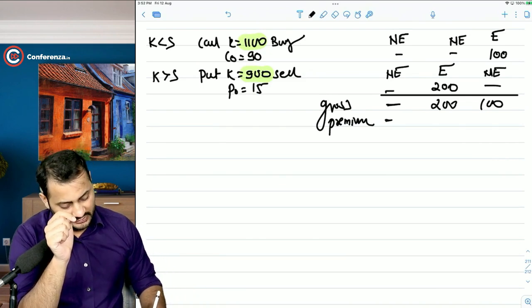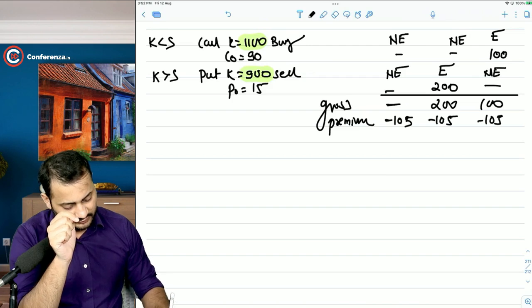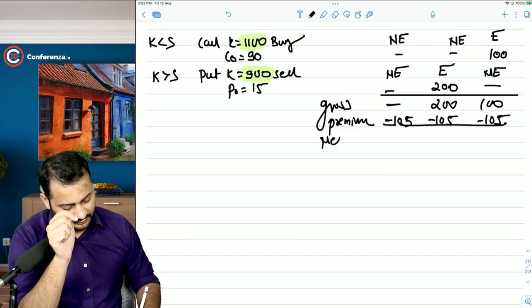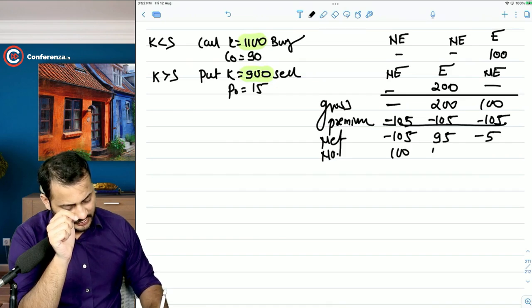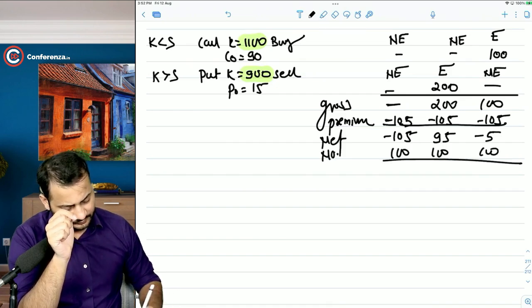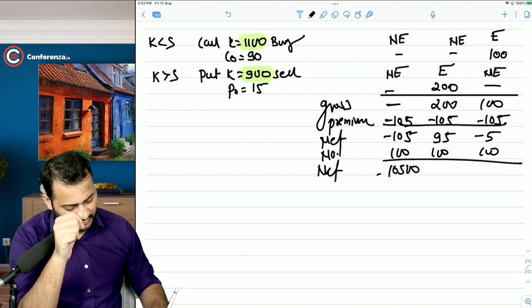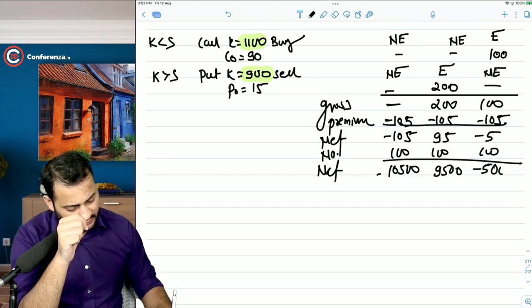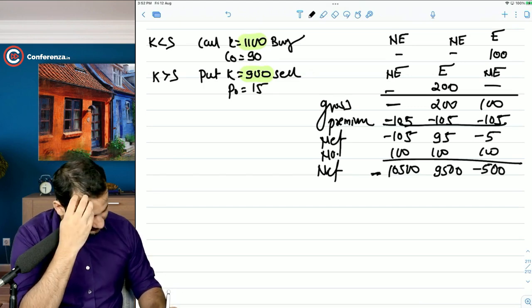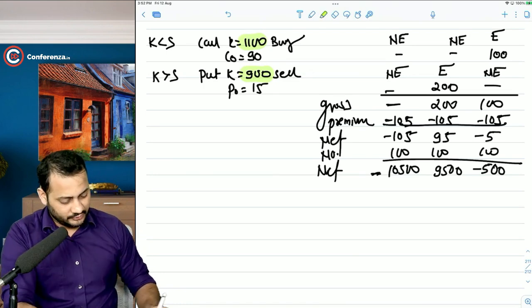We have paid 105 and 105, and this will be the net payoff. Minus 105, 95 and minus 5. Total number of shares 100, 100, 100. Net payoff again: 10,500 loss, 9,500 profit and 500 loss. Simple. So this is your final answer.